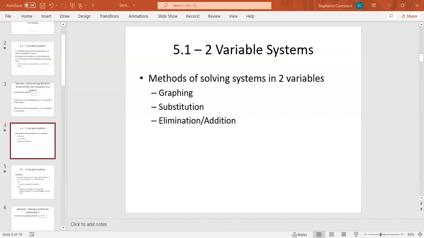So there are three methods that we're going to use to solve systems of equations in two variables. They're going to be graphing, substitution, and elimination, and we're going to do 3 videos for these. So the first one that we're looking at is graphing. Now, with any of these methods, I will be discussing the pros and the cons, and of course the methods of how to do them. So we're going to start with our graphing method.